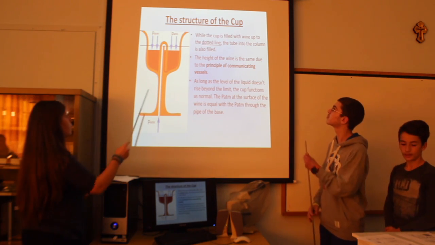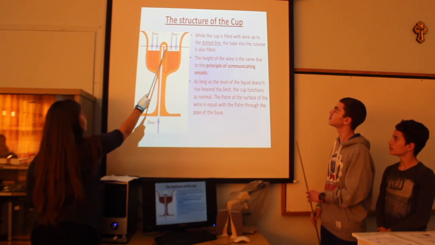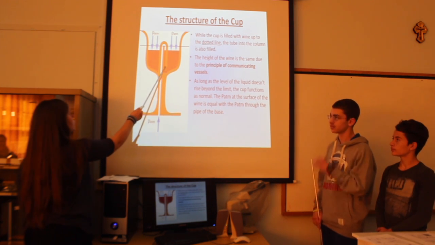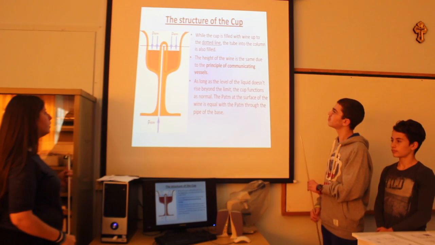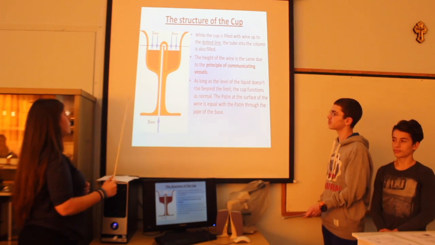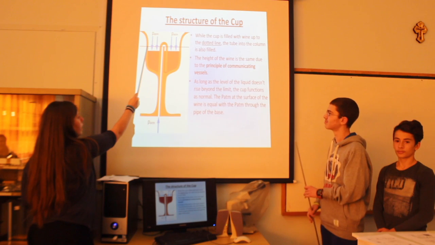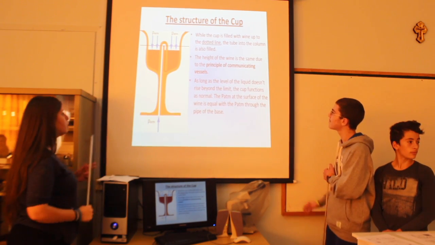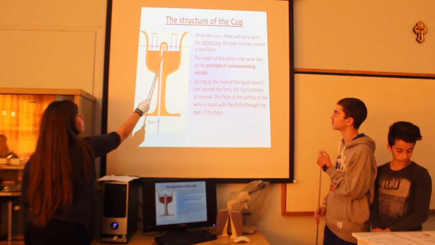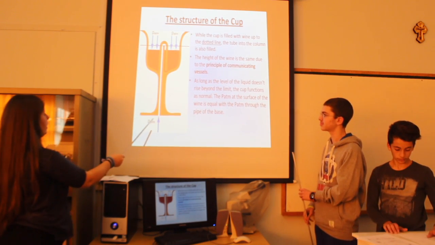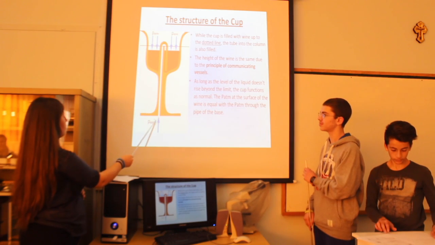When the cup is filled with wine up to the dotted line, the tube in the column is also filled. The height of the wine is the same due to the principle of communicating vessels. As long as the level of the liquid doesn't rise beyond the limit, the cup functions as normal. The air pressure at the surface of the wine is equal to the air pressure through the pipe of the base.